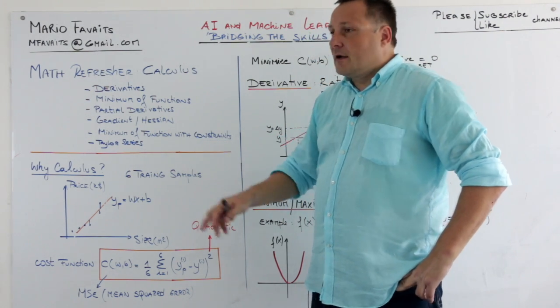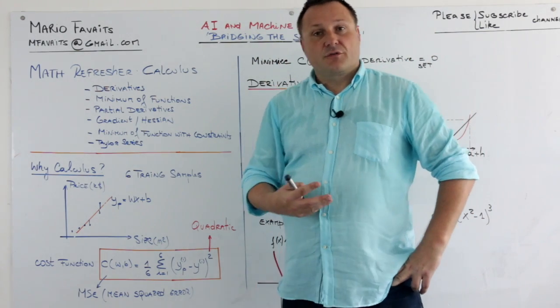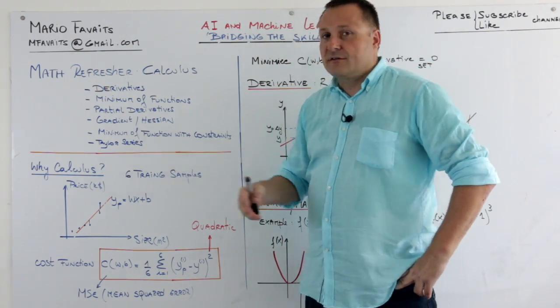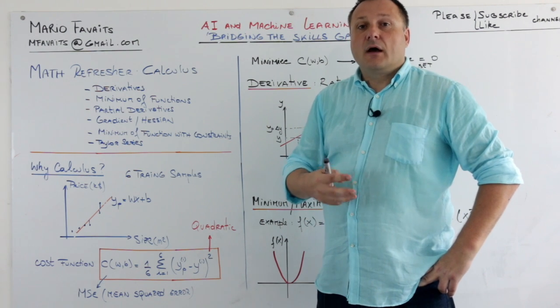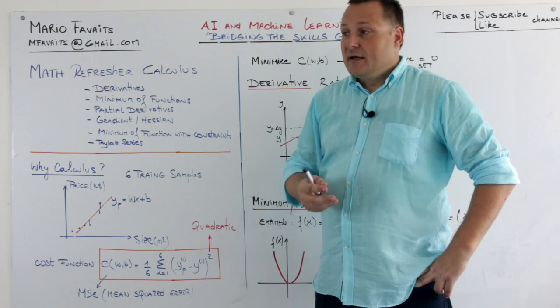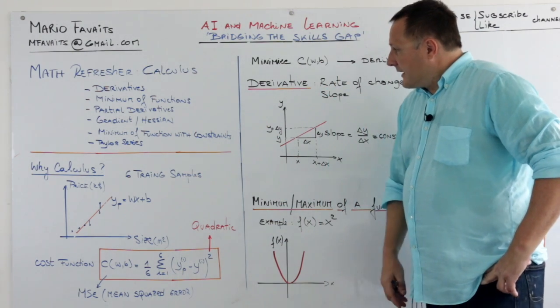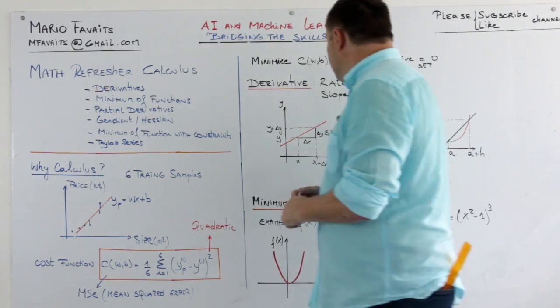We will also look at how you find a minimum of a function with constraints. And last but not least, Taylor series. Taylor series allow you to approximate any function by a polynomial near a certain point. But more about that later. Okay, so let's tackle the first one, derivative.